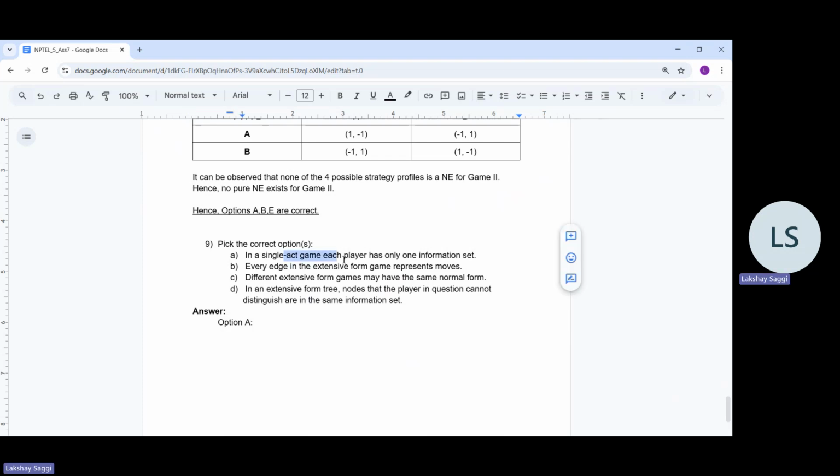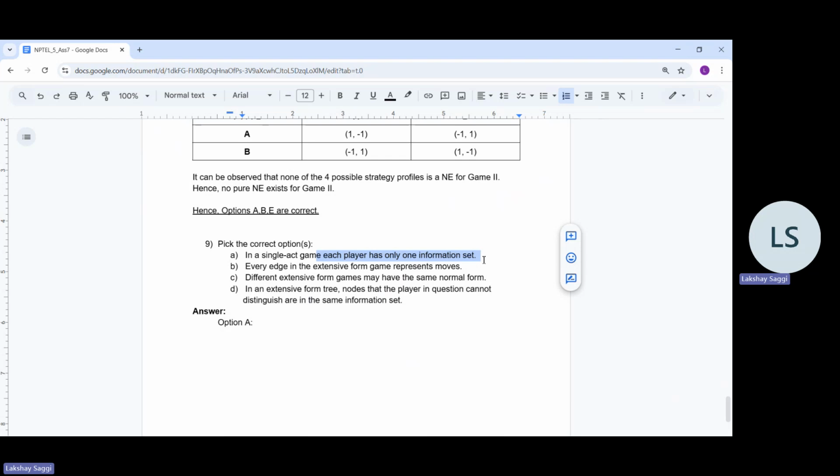In a single act game, each player has only one information set. Note that this is kind of incorrect. A player has only one information set in a simultaneous game. If a player has only one information set, then this player cannot distinguish between any pair of states, and this would correspond to something like a simultaneous game. But note that a simultaneous game is a strict subset of single act games.